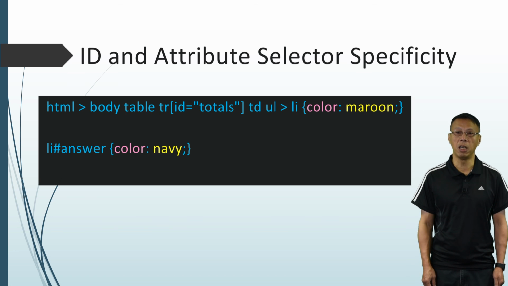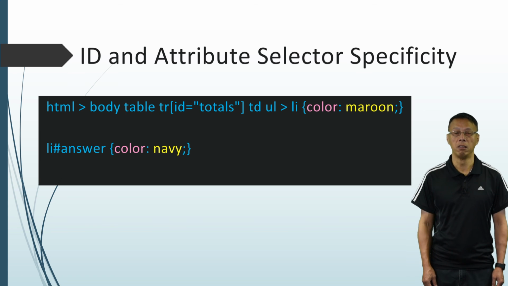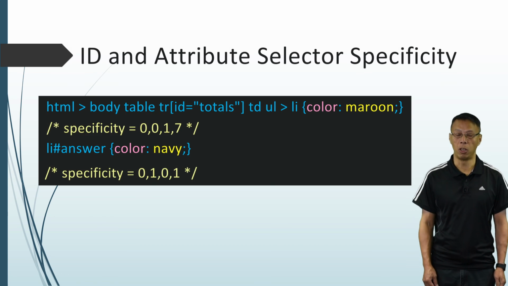And because ID has a high priority in terms of the coordinate values, the li palm I answer would have a high priority to be applied in that particular CSS rule. So when we take a look at the bottom, we have the coordinate value 0, 1, 0, 1, which is in fact a winner in comparison with the previous one. The previous one is 0, 0, 1, 7.